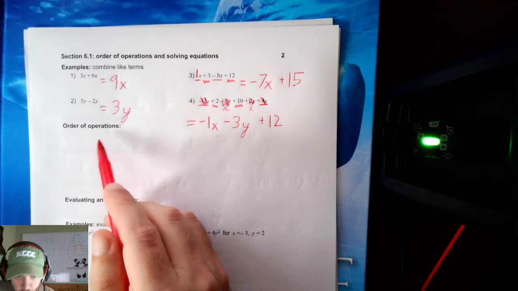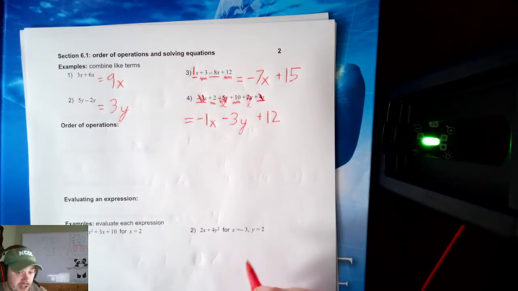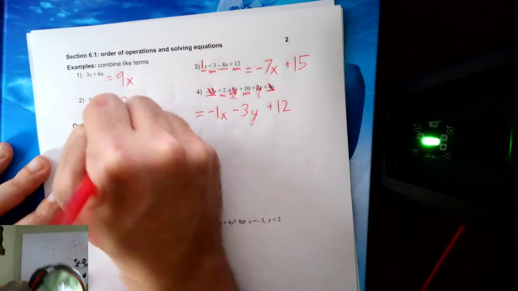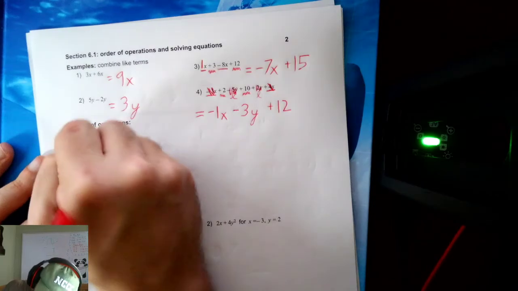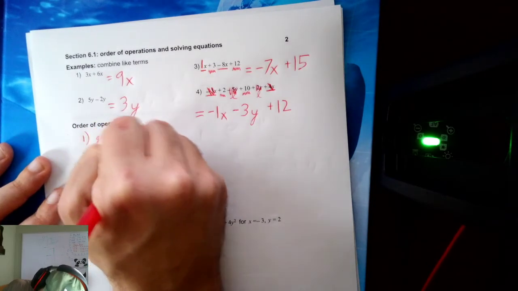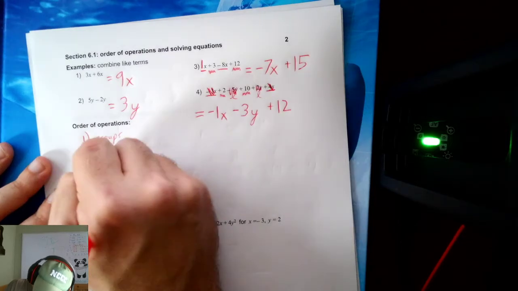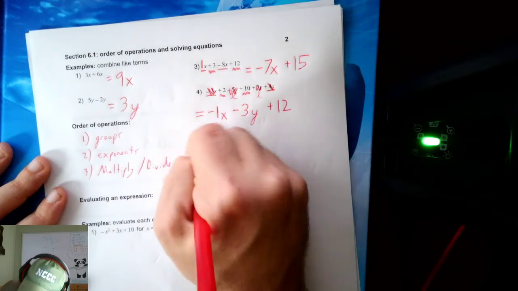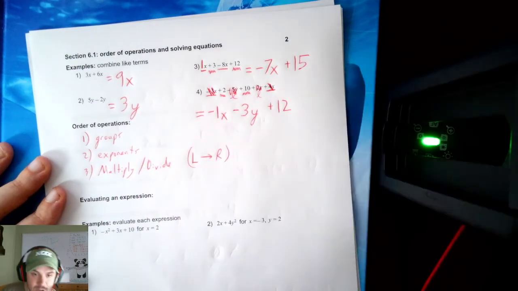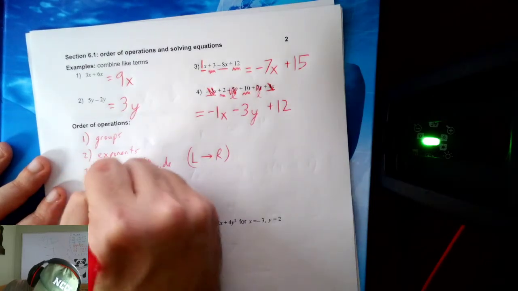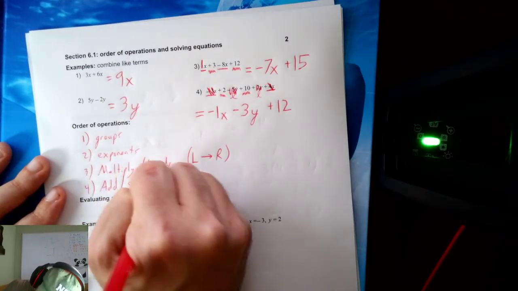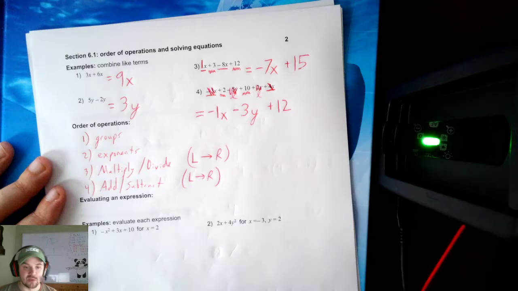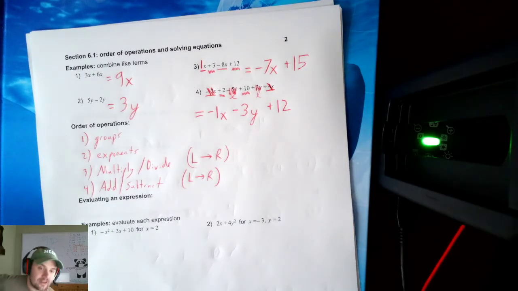Now, order of operations. Let's recall, we already learned the order of operations, but let's real quick write them. First, number 1 is groups. You always work with your grouping symbols first. Number 2 is exponents. Number 3 is multiply and divide. And remember, you go left to right, in case we forgot. And then number 4 is we add or subtract. And same thing, we go left to right as well. And so that's a real quick review of the order of operations, right?